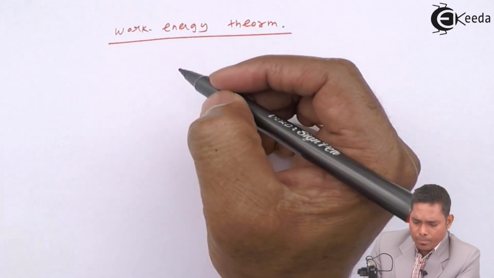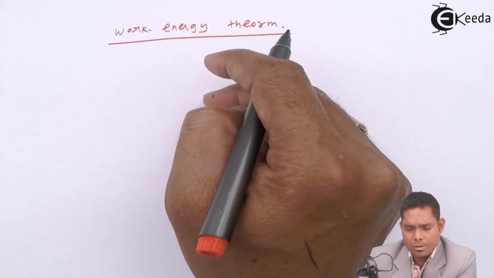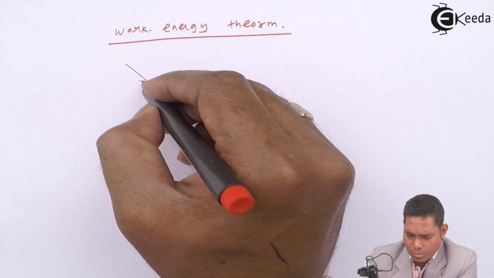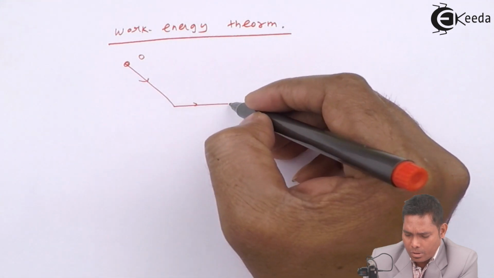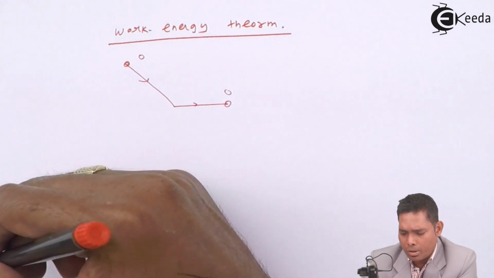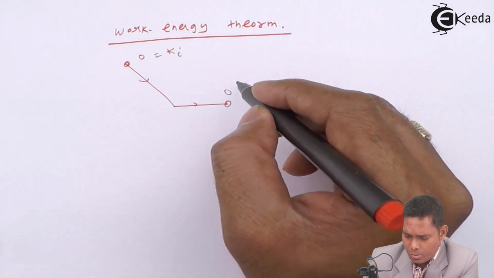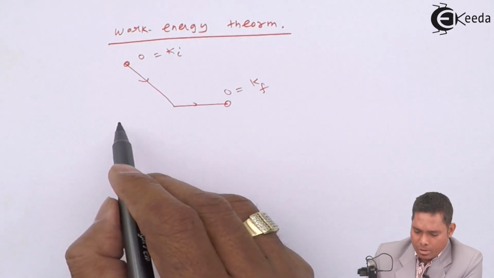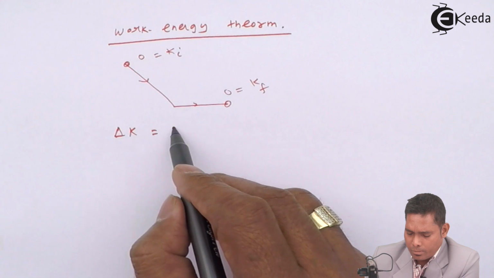In the work energy theorem, the change in kinetic energy, the particle moves down like that and moves like this. So from here, the kinetic energy is 0. Here also at the final point it comes to rest, the kinetic energy is 0. So the initial kinetic energy is 0 and the final kinetic energy is also 0. That means the change in kinetic energy is the net work done.